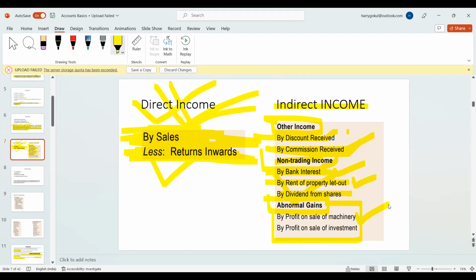Machinery is my fixed asset. I'm using it in my business to run every operation, and then I sold the machinery. So those come under the classification of abnormal gains. And I sold the investment. I was holding it for some other thing, but I purchased it for 1,10,000. I sold it for 1,20,000. And 10,000 profit. So those things come under profit on sale of investment.